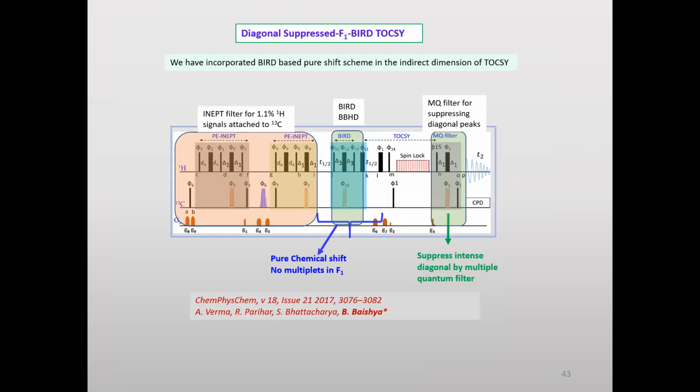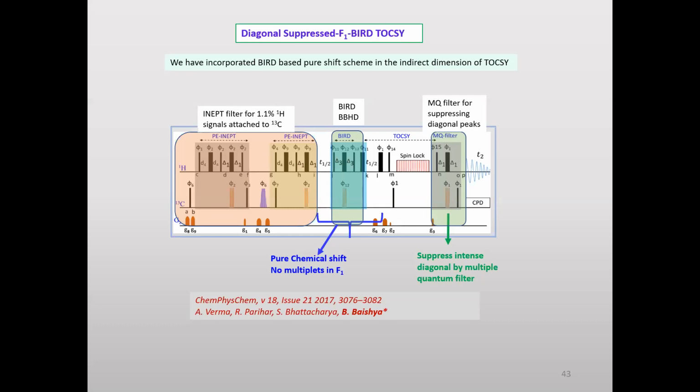This is the pulse sequence for diagonal suppressed F1 BIRD TOCSY. At the center of the t1 evolution period, there is a BIRD block, and the signal is again filtered through an INEPT transfer. The 1.1% proton signal attached to 13C is selected. Then the F1 dimension is broadband homodecoupled using the BIRD.